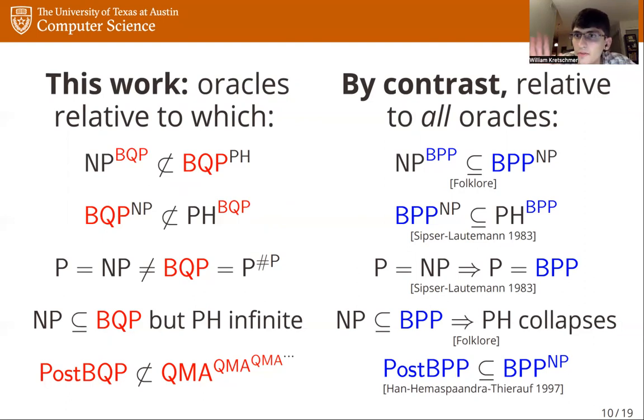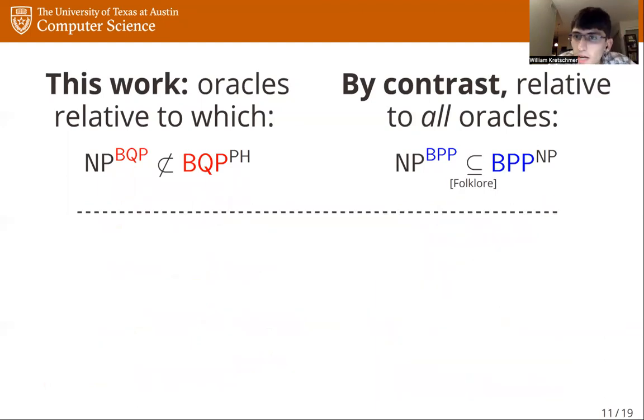And for many of you, I probably don't even need to explain why many of these results are interesting or even perhaps surprising. But I will try to say a few more words about one of these results, to give you a flavor for some of the things that we address in this work. And this result says that we have an oracle relative to which NP^BQP is not contained in BQP^PH. So what's the significance of this result?